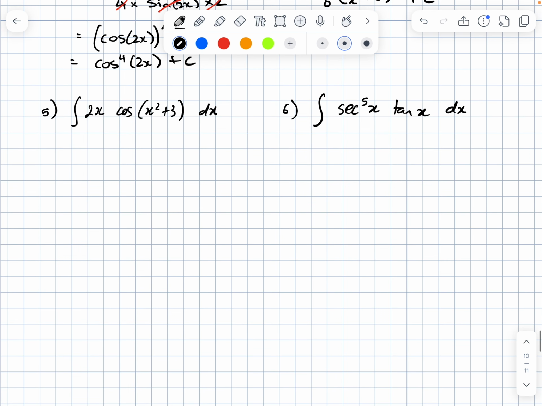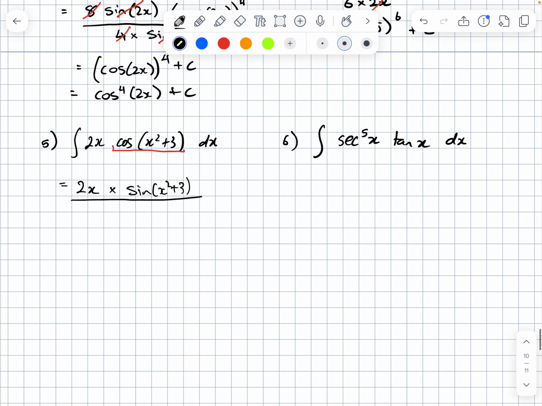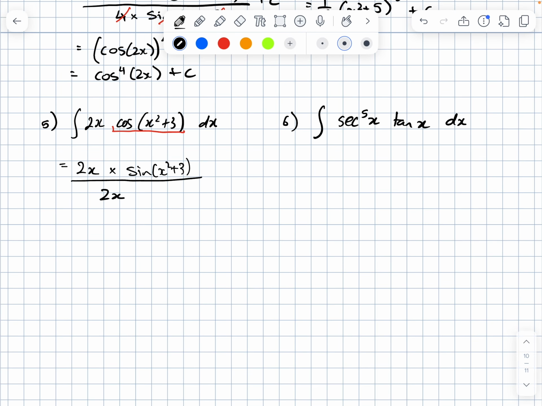Question 5. Right, we don't have brackets apart from the angles, but cos is definitely more significant than 2x. If I look inside the angle of the cos, it's x squared plus 3. That will differentiate to be 2x, so it is in the form f dash x times function of x. So we're just going to focus on integrating that cos. Leave the 2x by itself. Cos integrates to sine, so sine of x squared plus 3. Divide by the derivative of that bracket, divide by 2x. The 2x's cancel, and we're left with sine of x squared plus 3 plus c.